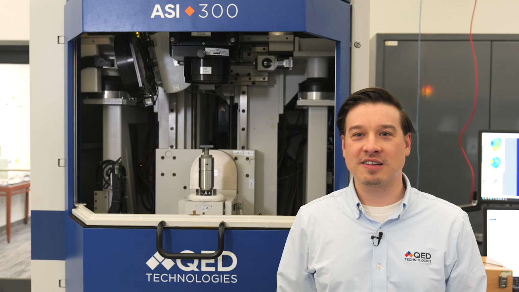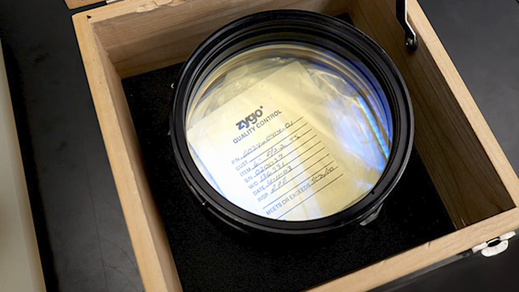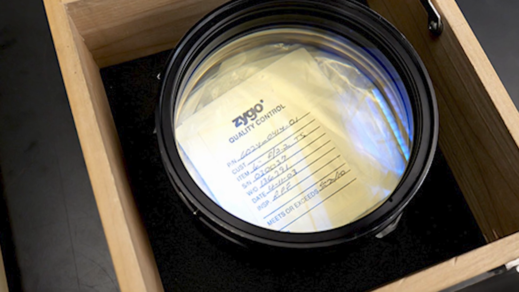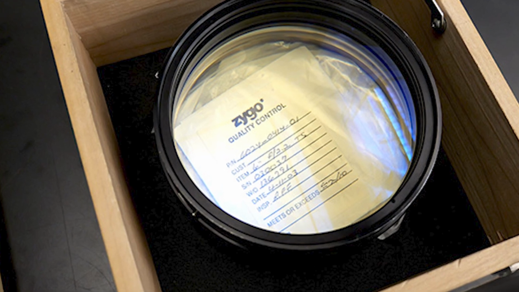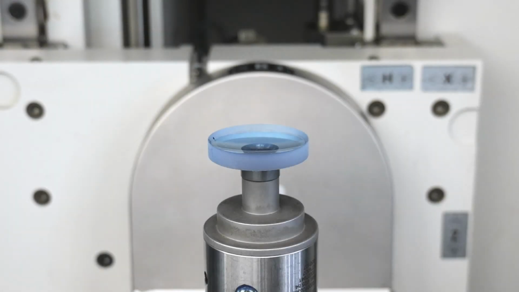Behind me, we have the ASI stitching platform fitted with a QIS interferometer. Attached to the interferometer, we are using a Zygo 6-inch f2.2 transmission sphere. The manufacturer's stated system error of this reference surface is lambda over 10, or 63 nanometers peak to valley. The part we will be measuring for this example is a 2-inch diameter sphere with a concave radius of 77.2 millimeters. For this surface, the optical designers have specified a figure error tolerance of 5 nanometers RMS across a clear aperture of 34 millimeters. Let's get started with our measurements.